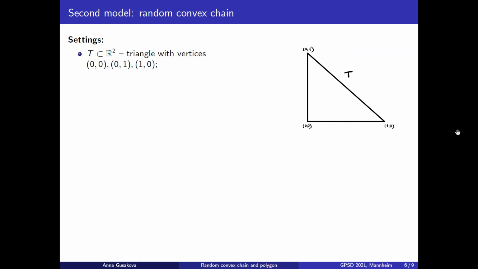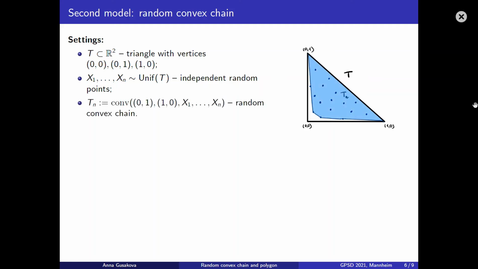Let T be this right triangle with these vertices, and let x1, ..., xn be independent random points uniformly distributed in T. We consider the convex hull of those points x1 to xn together with the points (0,0), (1,0), (0,1), which are vertices of T. The function we study here is the number of true vertices of Tn, which means all vertices except for the vertices of this original triangle T. This specific convex polygon is called a random convex chain.